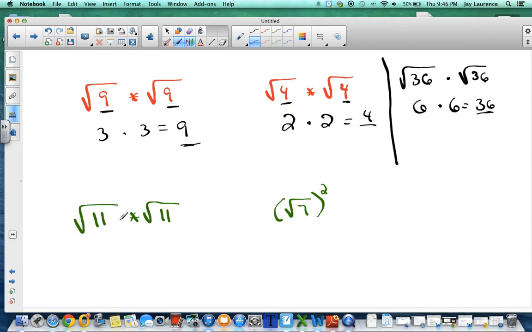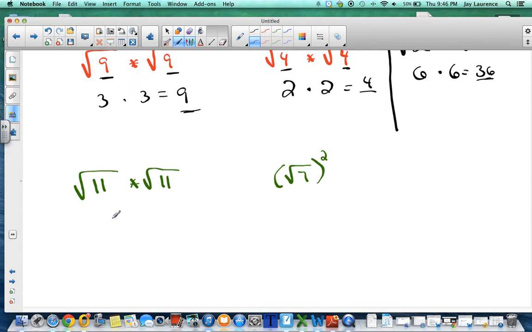All right, well, let's see, how is that going to work with an irrational number? Because I can't take the square root of 11. I don't know it. It's a decimal. I can approximate it, but there is no number times itself that is 11. But I'm here to tell you that this is the same as this. The square root of 11 times square root of 11 is the same as the square root of 11 times 11, which is the same as the square root of 121.